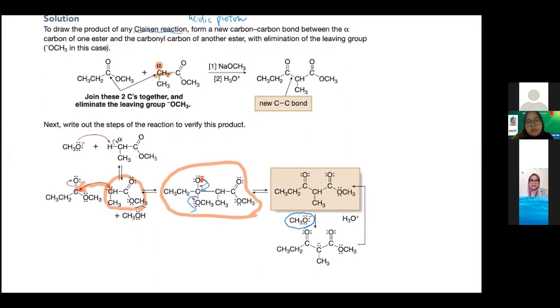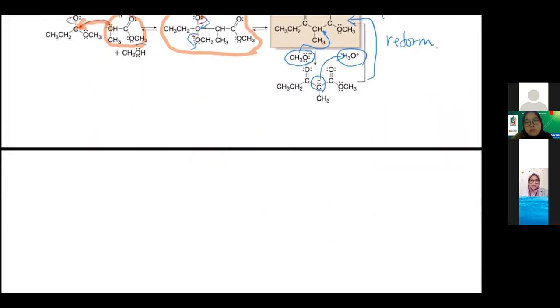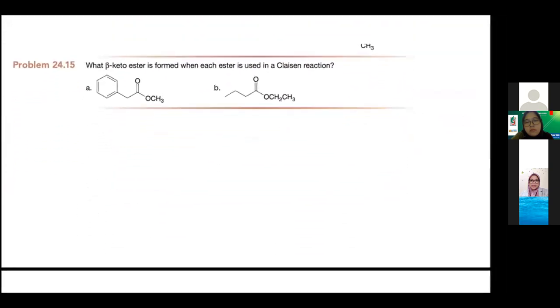This is the base, taking one more proton in here. This one has the minus charge, and this is the aqueous solution. It takes the proton here and reforms the compound, the beta ketoester. Yeah, this is the Claisen reaction. Very simple reaction, but a very useful reaction to make a new C-C bond.